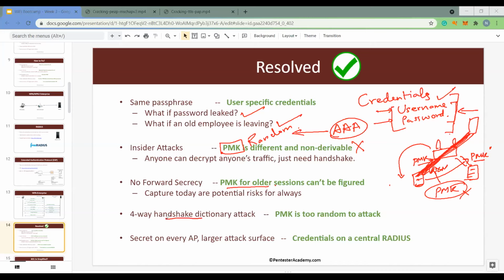Similarly, the handshake dictionary attack won't work because the PMK is too random to attack. You can try, but you won't succeed. And the last thing, we have moved all the credentials to the Radius server, which is more protected, more monitored, and all of that, right? So it is more secure in one way.